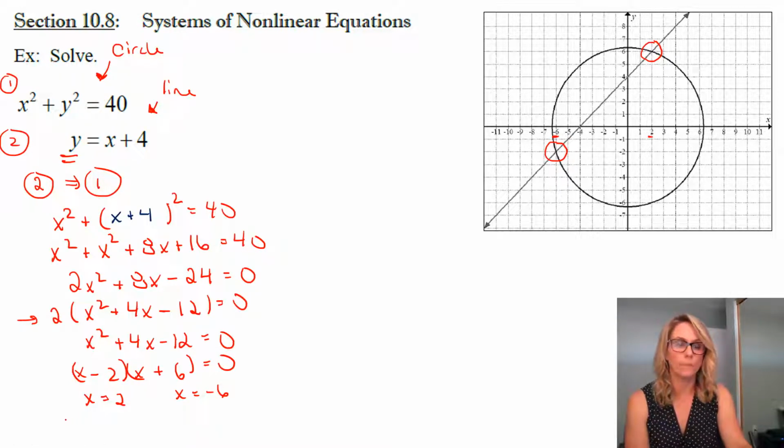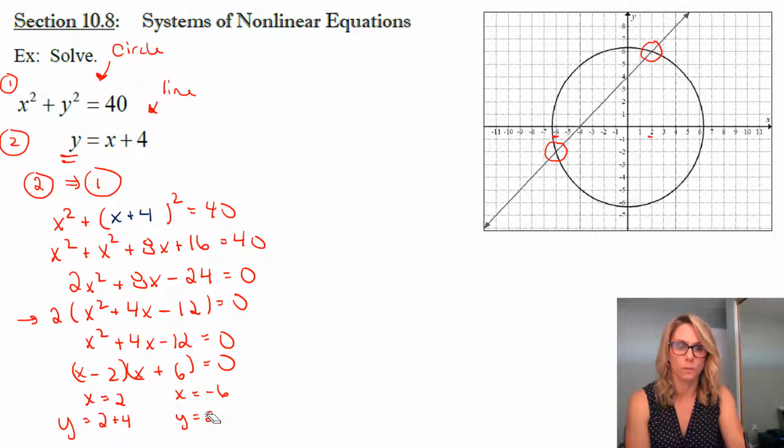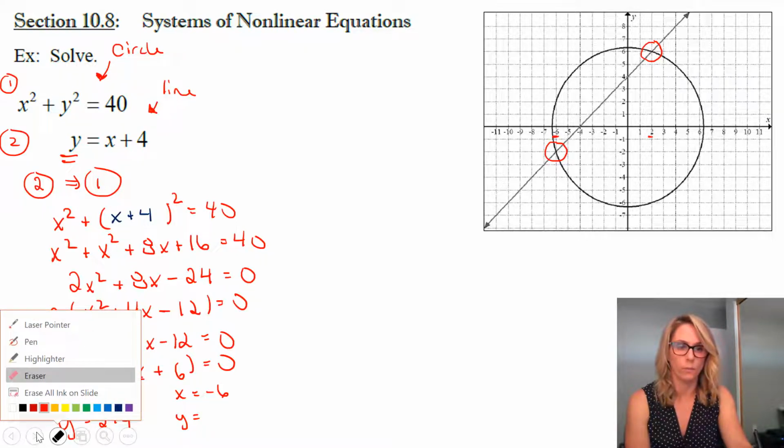Now we do need y, but we know that y equals x plus 4. That's equation number 2. So we quickly are able to get y by doing 2 plus 4. Over here, y will be negative 6 plus 4. I should just do that out in a couple steps for you.